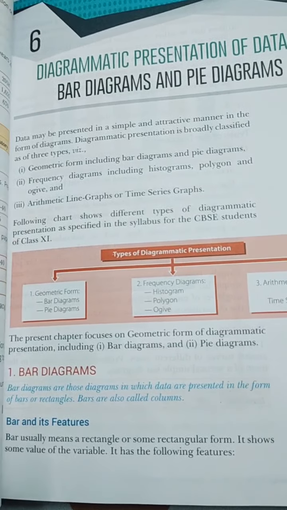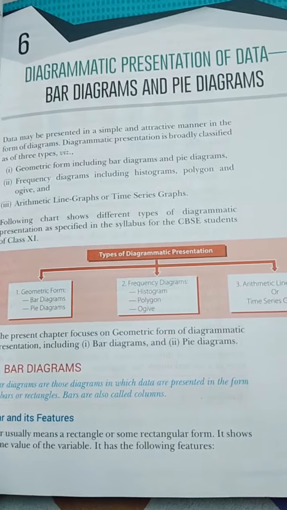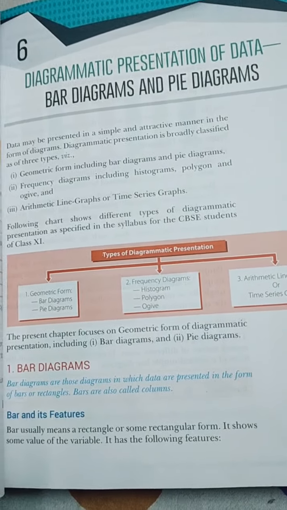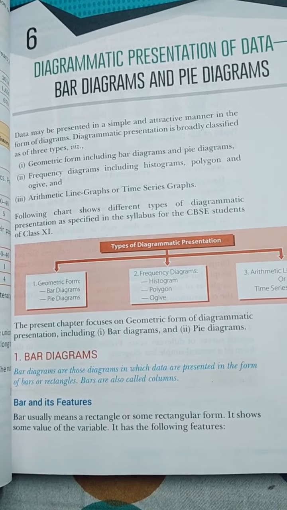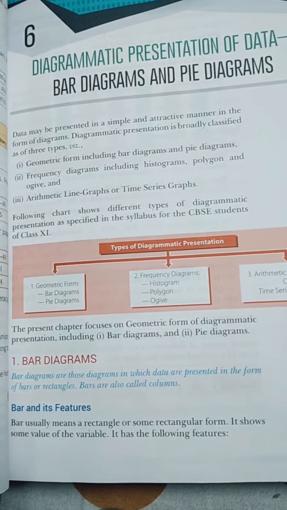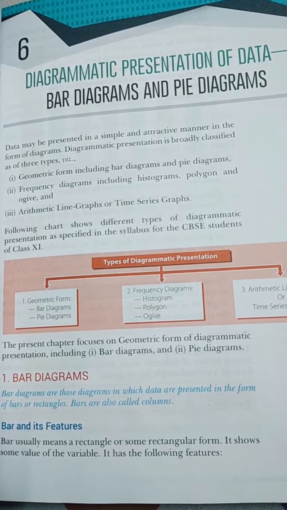So these three parts are there, but they are not given in one chapter. In this chapter we are learning only the geometrical form, that is bar diagram and pie diagram. The rest, the frequency diagram and arithmetic line graph or time series, are in other chapters: frequency diagram is the next chapter, chapter 7, and arithmetic line graph is chapter 8.